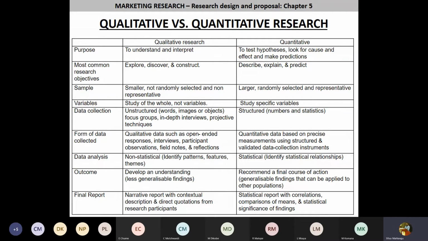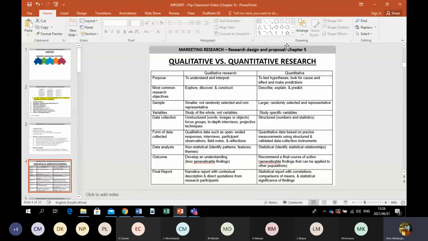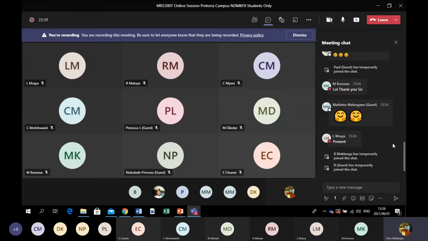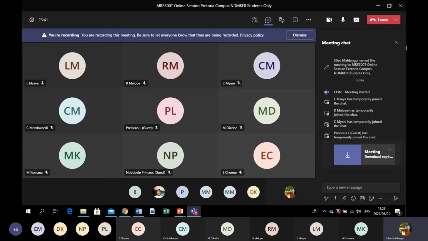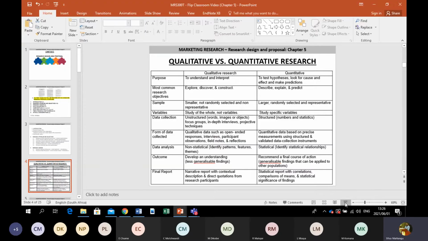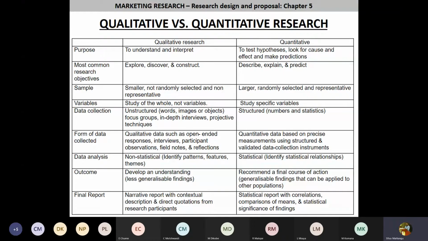I also want you to follow with me in the textbook. Go to page 76. On page 76, you should see a table similar to the one showing on the slide. The table differentiates between the two. So let's start with qualitative, followed by quantitative.